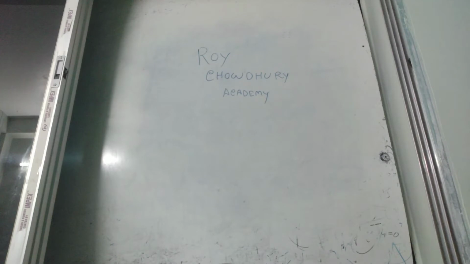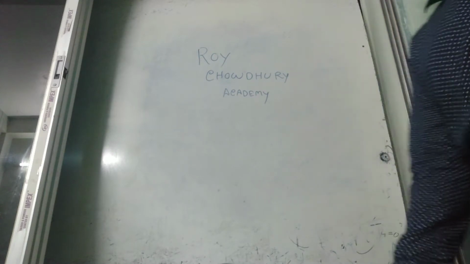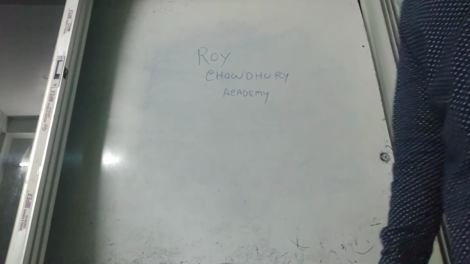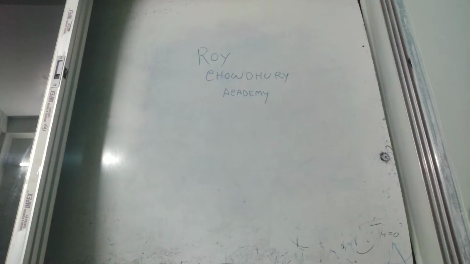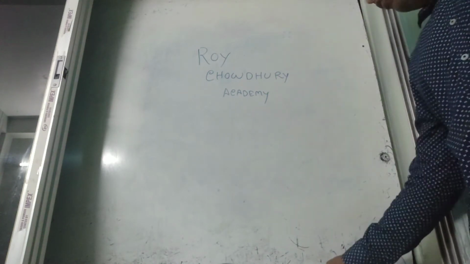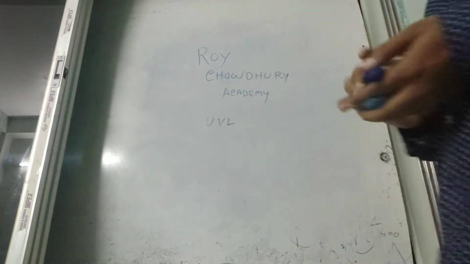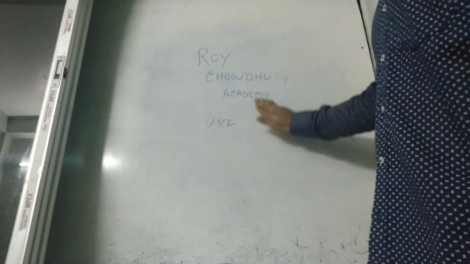All the students are welcome to Roy Chaudhary Academy. In the last 2 days I took the class over the cantilever beam for the shear force and bending moment chapter. In this chapter we discuss how to draw shear force and bending moment for a point load or for a UDL. UDL means uniformly distributed load. Today we will discuss the UVL. What is UVL? UVL means uniformly varying load.